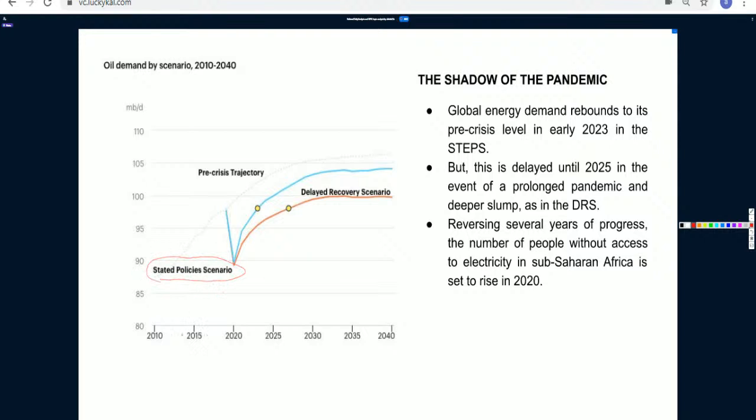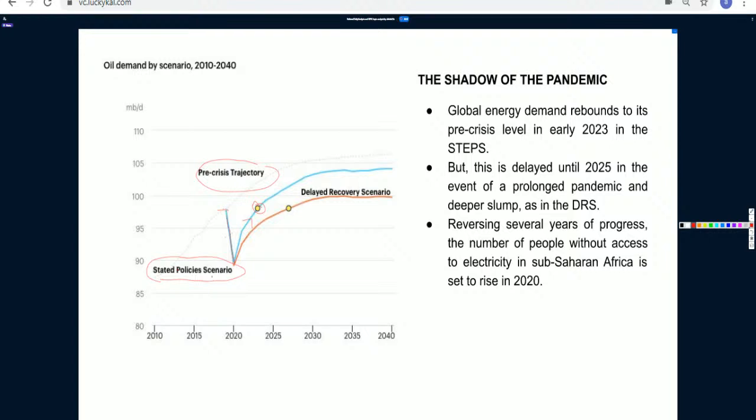Under the stated policy scenario, by the end of 2020, by the year 2021 we will start the recovery. So this is the pre-crisis trajectory. What happens before the crisis? We were at this level. During the crisis, the energy demand and supply globally has reduced, so the graph is falling, and post 2020, by the year 2021, we are recovering, as per the stated policy scenario. So we will be able to recover to the pre-crisis scenario by 2021 itself.